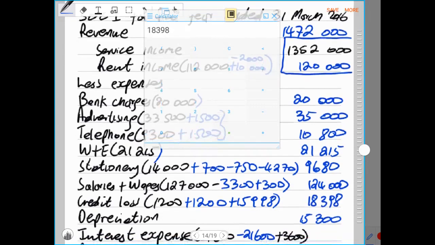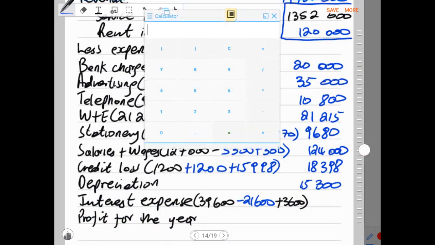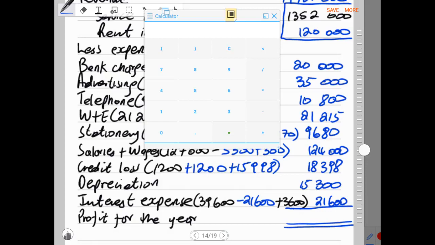18,398. Then after we calculate our interest expense, which is 39,600 minus 21,600 plus 3,600, which at the end is 21,600 rands. Then the total will give us profit for the period.